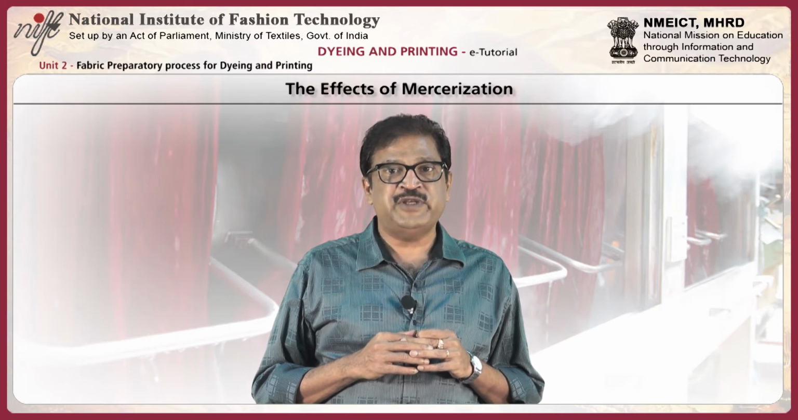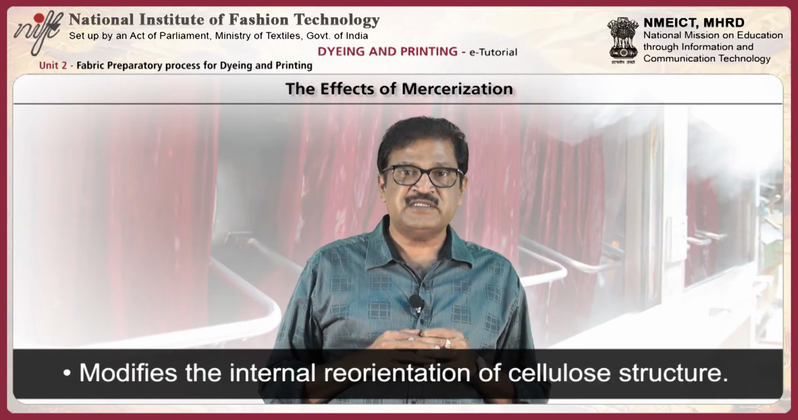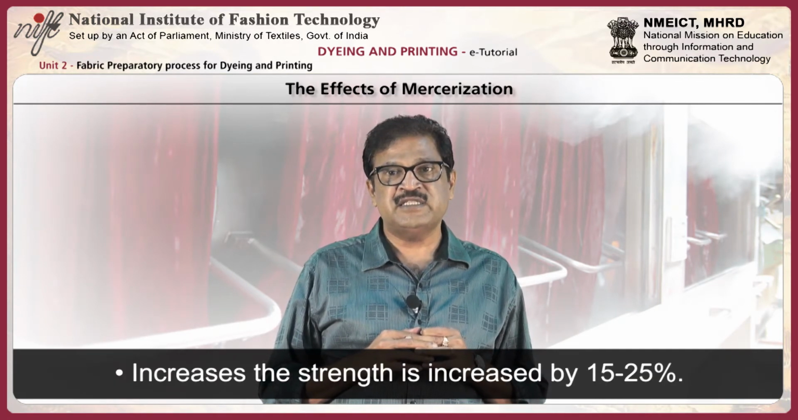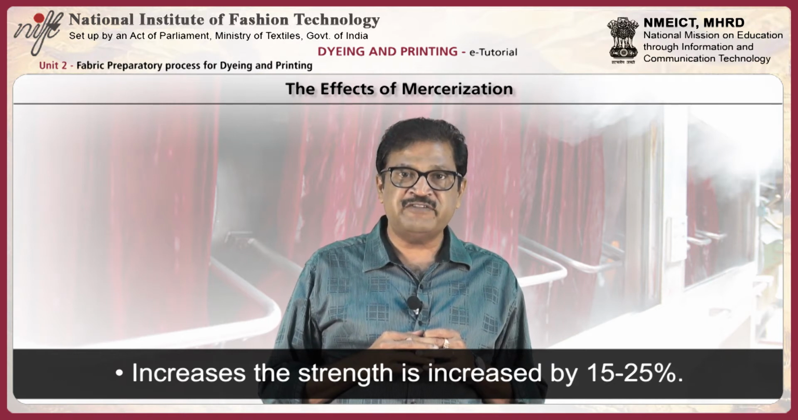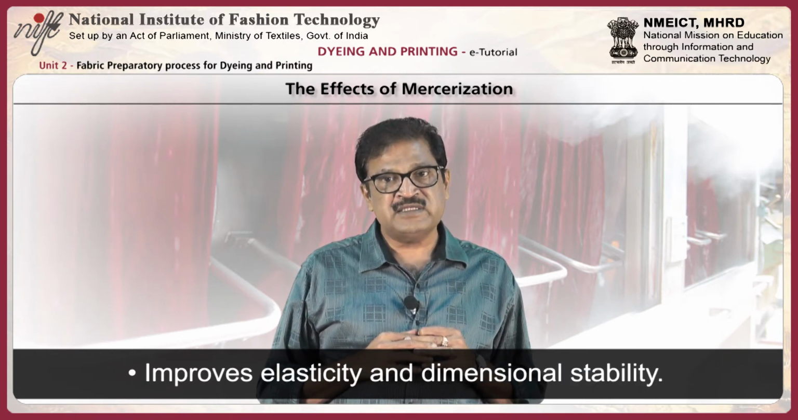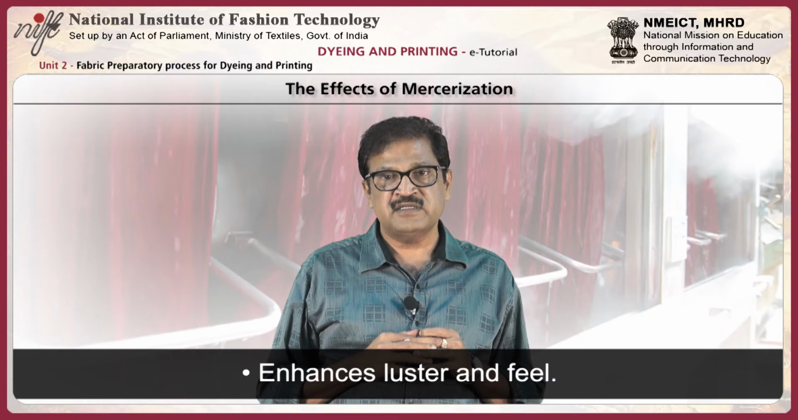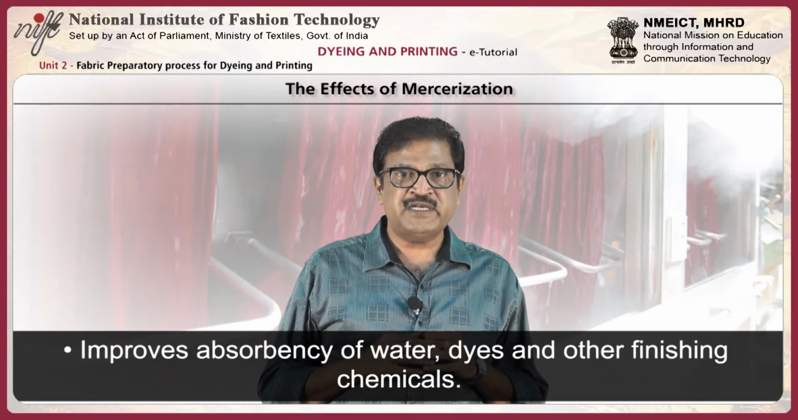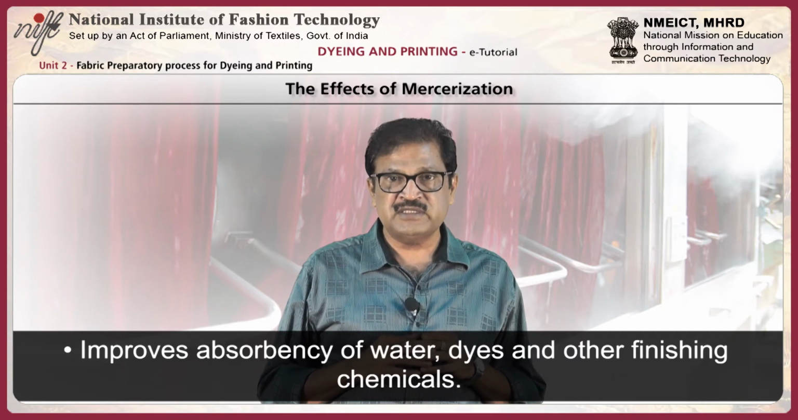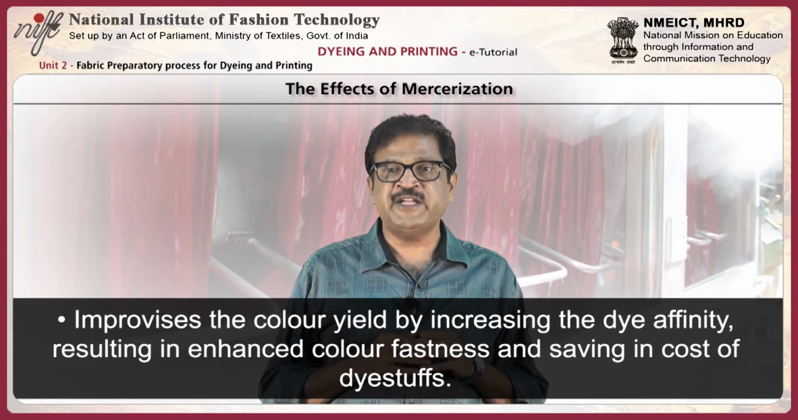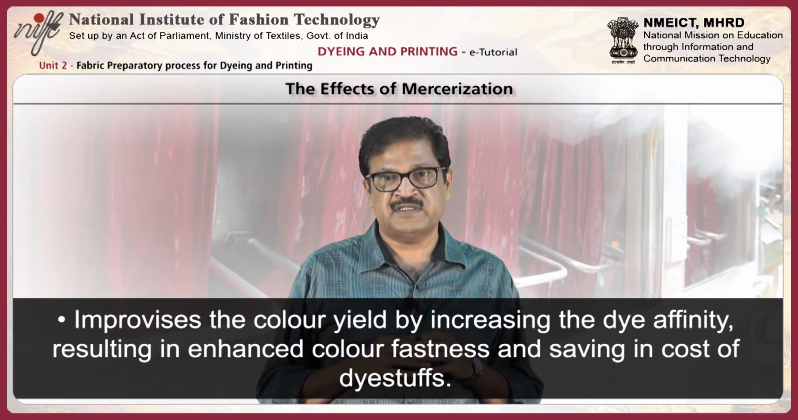Mercerization improves the following properties. It modifies the internal reorientation of cellulose structure, increases the strength by 15 to 25%, improves elasticity and dimensional stability, enhances luster and feel, improves absorbency of water, dyes and other finishing chemicals, increases the uniformity of dyeing, improves the color yield by increasing the dye affinity, resulting in enhanced color fastness and saving in cost of dye stuffs.